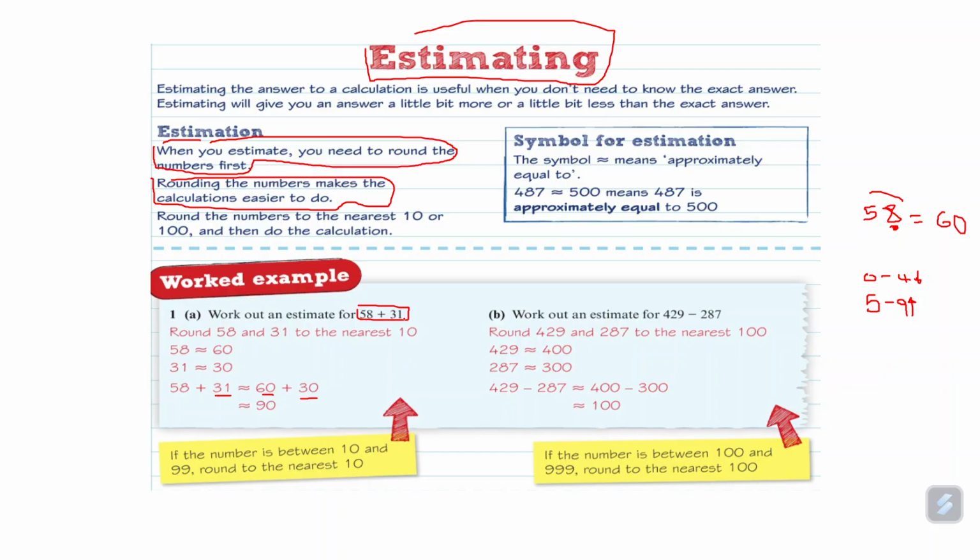Take 31 again. For 31, you consider the last digit here. If the last digit is between 0 to 4, you round down, and 5 to 9, you round up. So this is 1, which is between 0 to 4, so we need to round down. So 31 to the nearest 10 becomes 30.